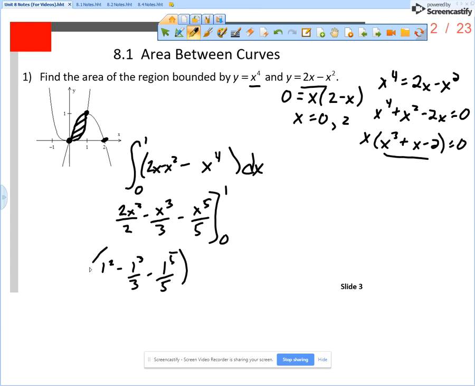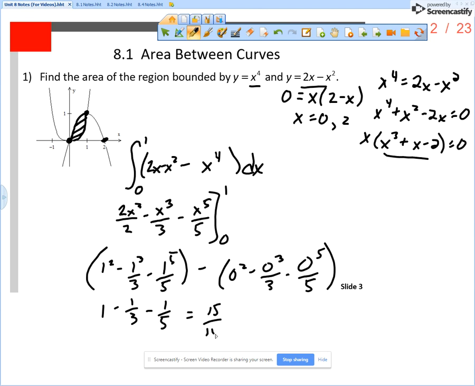So that's the first part. Then I have minus 0 squared minus 0 cubed over 3 minus 0 to the fifth over 5. Obviously that all is 0. So I have 1 minus 1/3 minus 1/5. Really not bad at all. So this is 15 fifteenths minus 5 fifteenths, and then minus 3 fifteenths. So 15 minus 5 minus 3 is 7 fifteenths.